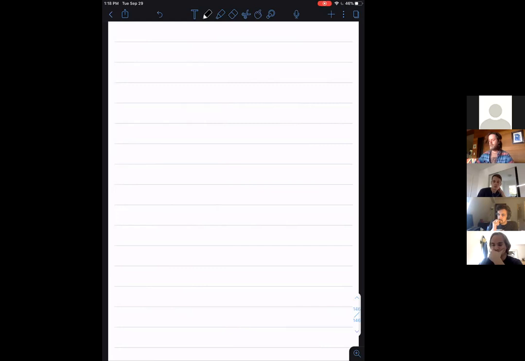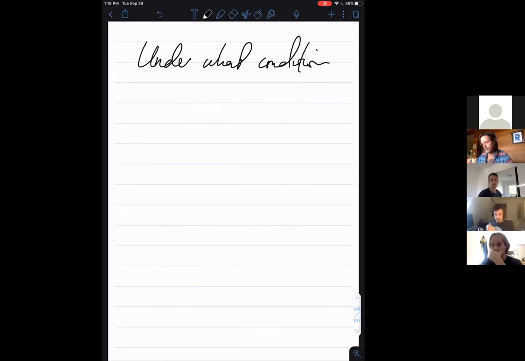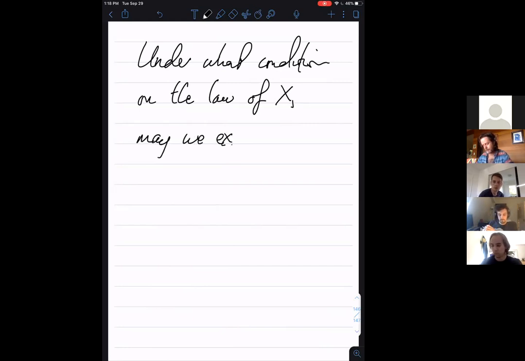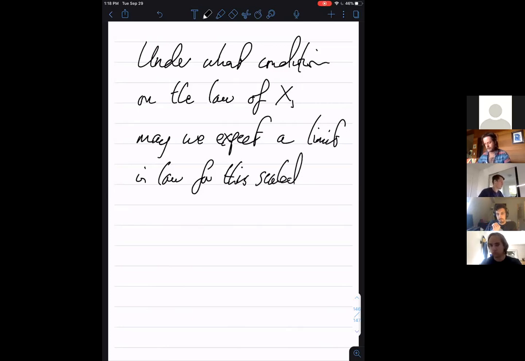Okay, so let me write at least a sentence in these notes to represent that verbal discussion. Under what condition on the law of X1, where it's an IID sequence, may we expect a limit in law for this scaled RDS, this scaled function, random devil staircase?